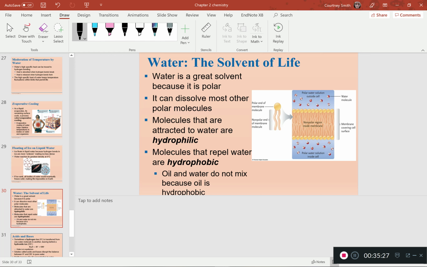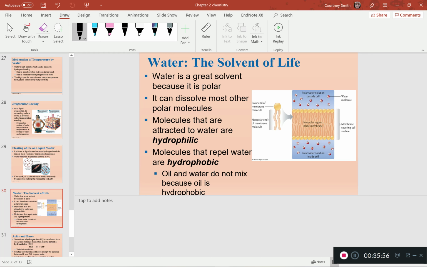And why does it have all these unique properties? It has everything to do with how it is bonded. The fact that it has a polar covalent bond is the reason why it has all of these unique properties. So with that, I'm gonna say the F word. It's fabulous. Water is absolutely fabulous.